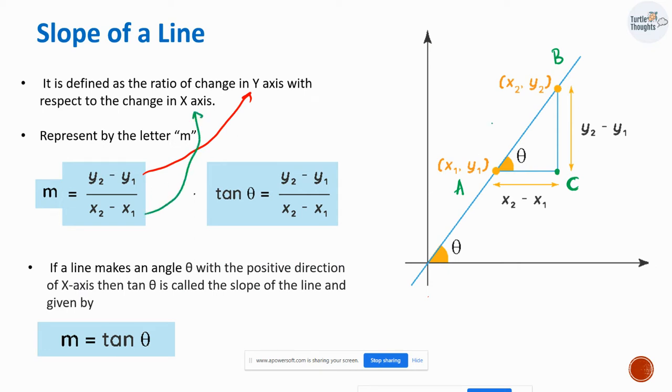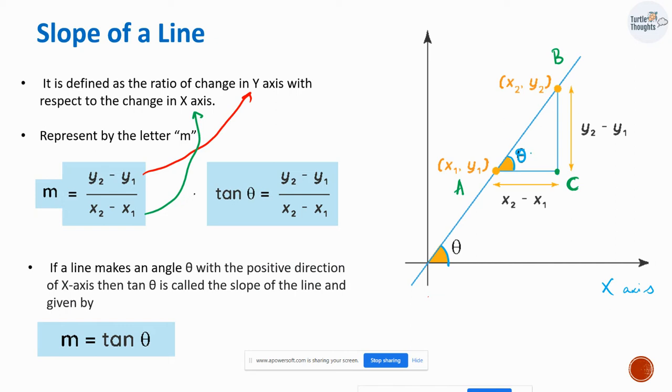Now, if the line AB is extended such that it makes an angle of theta with the x-axis, I can tell that the angle CAB is also or will also be theta because AC is parallel to x-axis, and AB extended will be a transversal line, and in a transversal line the corresponding angles are going to be equal.